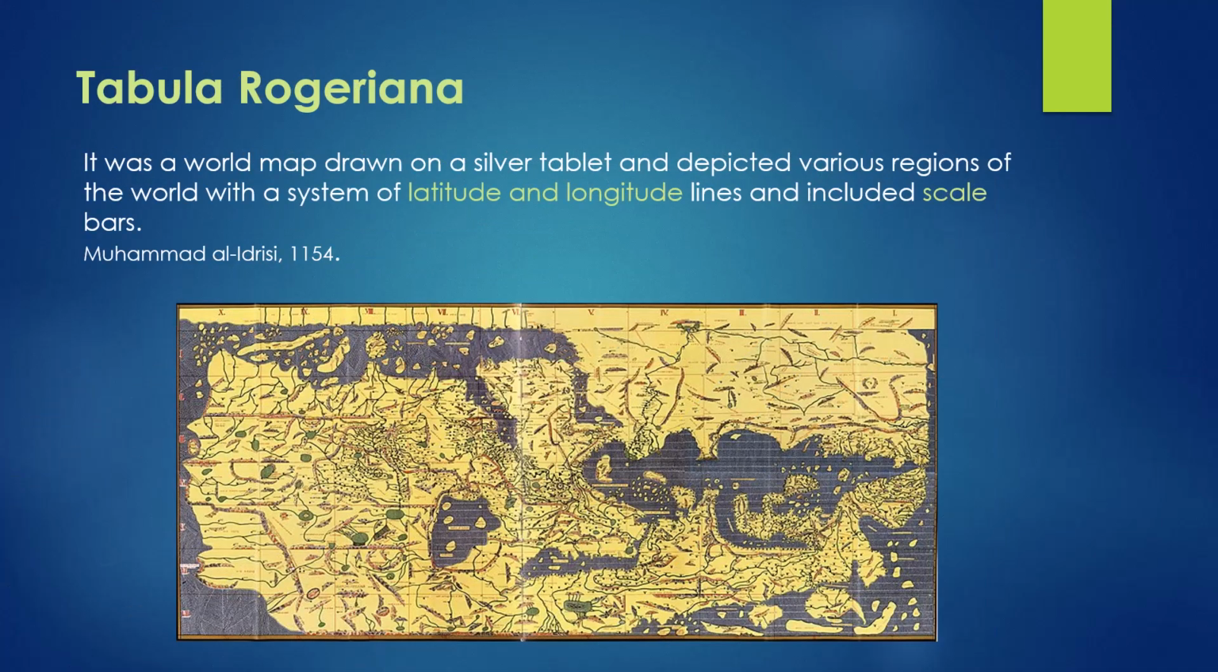Now I would like to show you something interesting, which is this map that is the oldest surviving map that includes scales. It is the Tabula Rogeriana, and it was created by the Arab geographer Muhammad al-Idrisi in 1154. And this map was drawn on a silver tablet that depicts various regions of the world with a system of latitude and longitude lines, but also it included a scale bar.